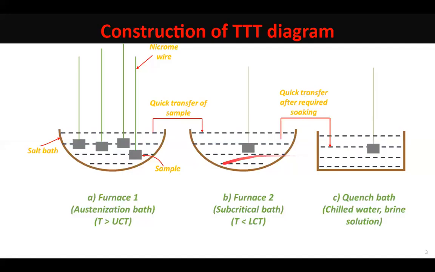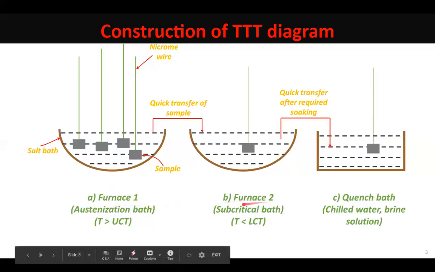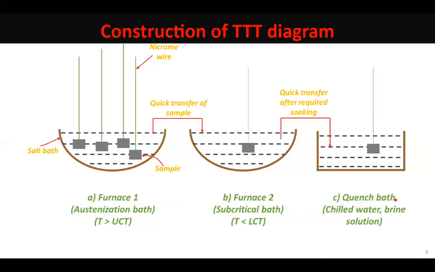So what we'll do is, for example, I hold the steel sample. This is a furnace, the austenitization bath. This is again a furnace, the subcritical bath. This third is a water bath or a brine solution bath or an ice bath. So basically this is a quench bath where we will actually try to quench the steel sample. Quenching means that the alloy has been cooled at a cooling rate which is more than its critical cooling rate, and we'll discuss this term in the sessions to come.